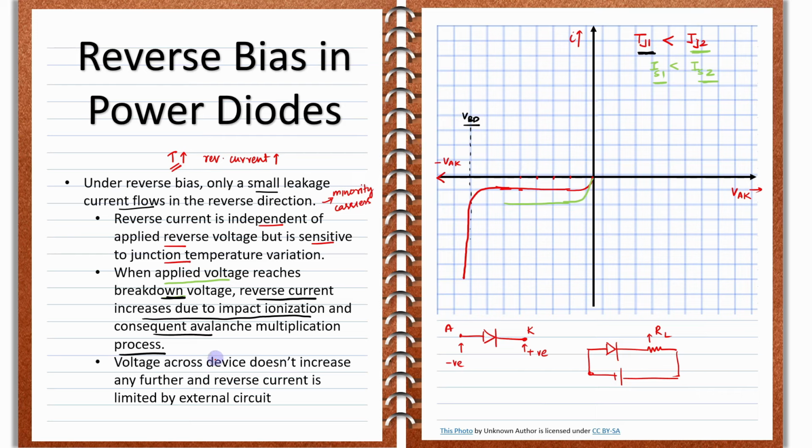what is the condition? See, you can see that the voltage does not increase further. Although you are trying to increase the reverse voltage, the voltage across the device does not increase any further, and the reverse current is limited by the external circuit. So this RL which I have shown, that is the external circuit. For example, this reverse current now will be equal to I is equal to V divided by RL. Okay, so for example, that is this value here, in the reverse direction. Remember that this is in the reverse direction. The reverse current will be limited by the value of the external circuit which is connected to the diode. That is the basic idea of a reverse bias in the power diodes.